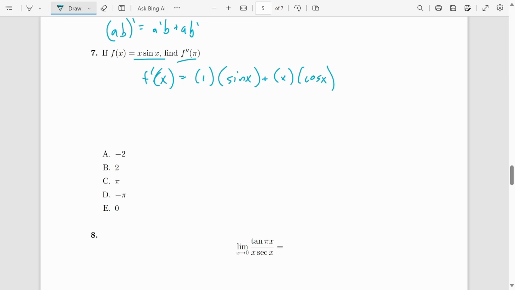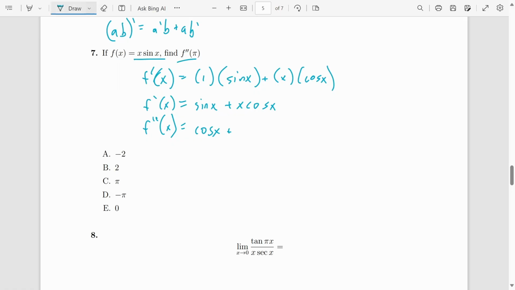So we're in this state now. I'm going to simplify a little bit just so it makes it easier to do our next derivative after that. So this is now going to be sine of x plus x cosine x. That is still f prime of x, and now to find f double prime of x, we do another derivative on sine of x plus x times cosine of x. So derivative of sine of x is cosine of x plus the derivative of x times cosine of x.